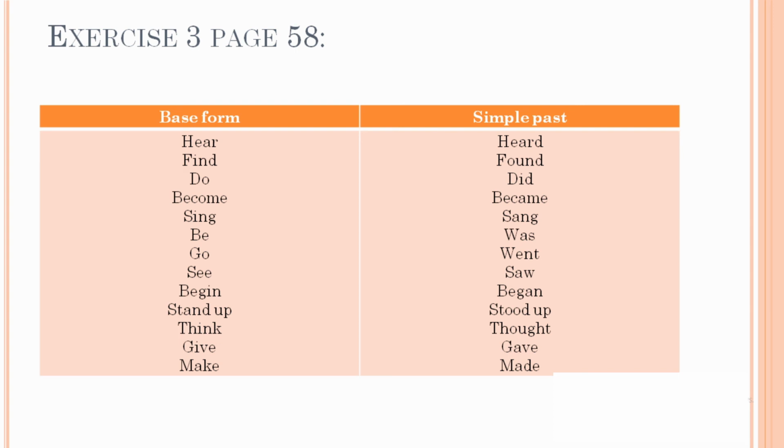And the next one is give. Simon Cowell gave them the chance to record the CD. And the last one is the verb to make, made. They made the CD and then they thought about the title. This is all for exercise number 3.